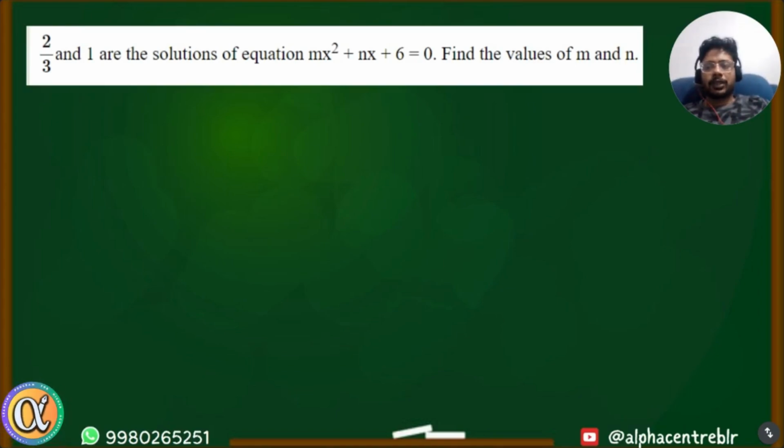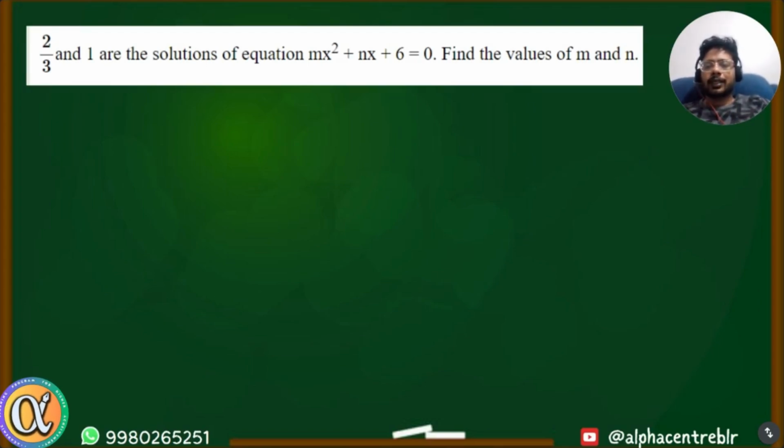Okay, so both 2 by 3 and 1 are solutions of the quadratic equation mx squared plus nx plus 6 equals 0. Find the value of m and n. Okay, so what we do in this question, I think we can start by substituting x value as 2 by 3 once and then x value as 1 in the second attempt, and try to get two equations in terms of m and n because we don't know the value of m and n.